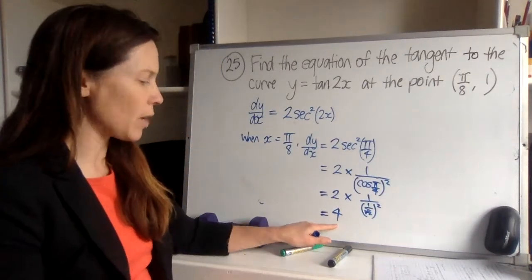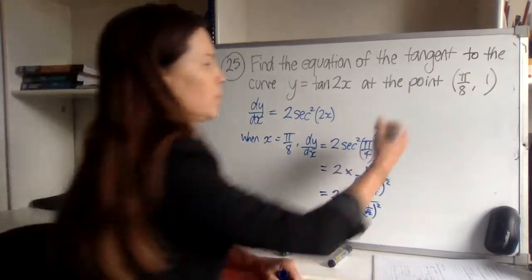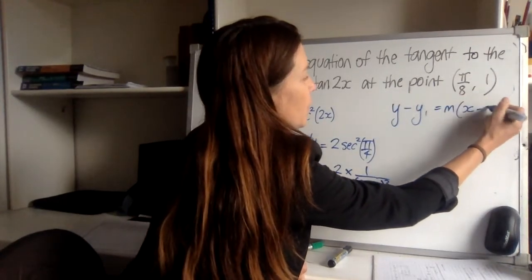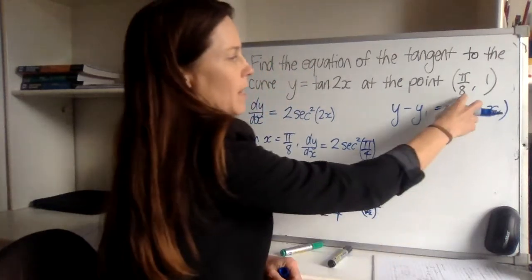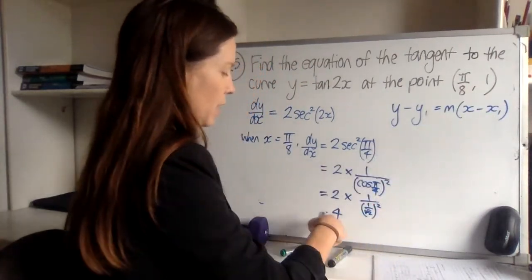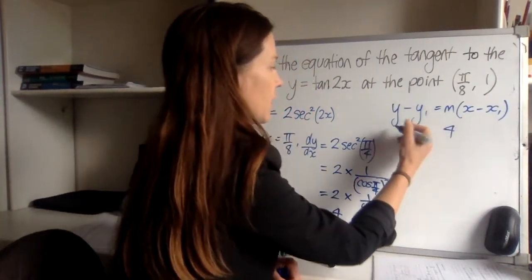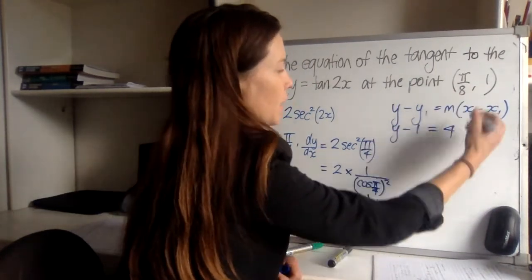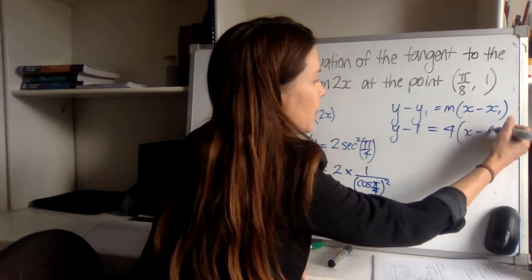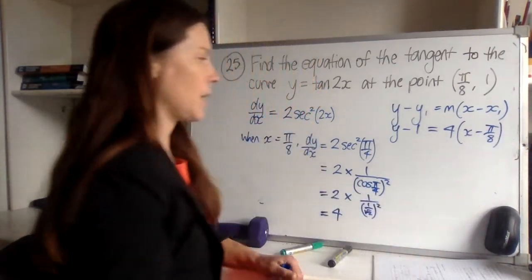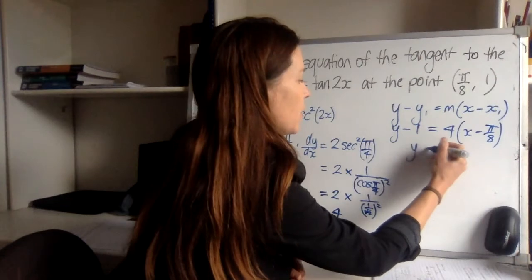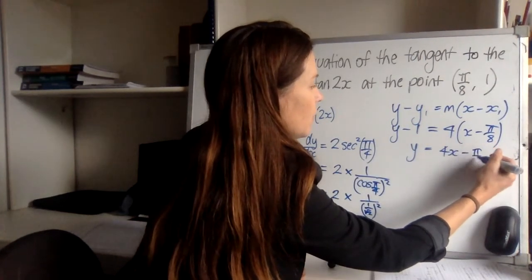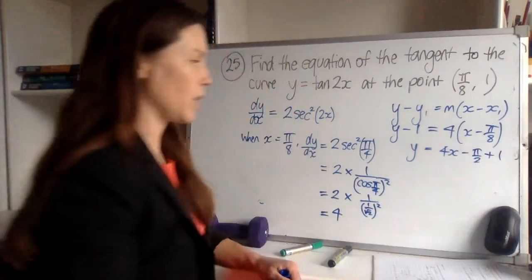So that means we know the gradient of this curve, it's 4. So now we can use this to figure out the equation, because we've got x1, y1 here, and we've got our gradient of 4. So 4 goes in for that. We've got y1 is 1, and x1 is pi on 8. Okay, and then from there we just need to tidy it up. So let's expand the brackets. And we can leave it like that.